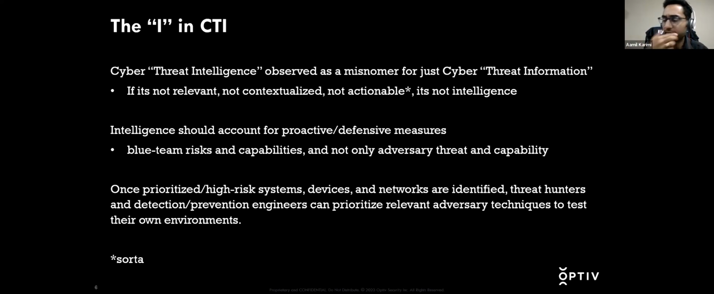And so I very strongly feel that once your high risk and high priority systems and devices or network assets are identified, your threat hunters, your prevention engineers, your detection engineers can start prioritizing all the different adversaries, all the different campaigns, and all those techniques to start testing those in your environment. So instead of having to test multiple things that may or may not be relevant to you, you can actually start crafting more custom rules and detections that are more bespoke for your environment. And that's saving time and that's saving resources.